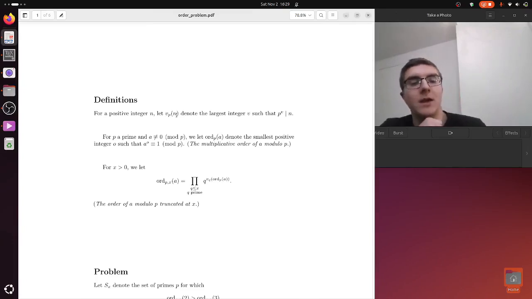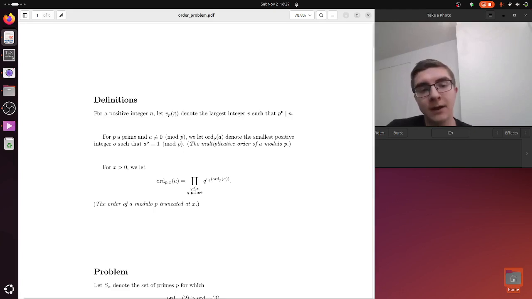Hi everyone. I'm going to talk about a problem in number theory related to Artin's primitive root conjecture that I submitted for the benchmark. To state the problem, I need to introduce a little bit of notation. First, we let v_p(n) denote the exponent of p in the prime factorization of n. And second, we let ord_p(a) denote the multiplicative order of a modulo p.